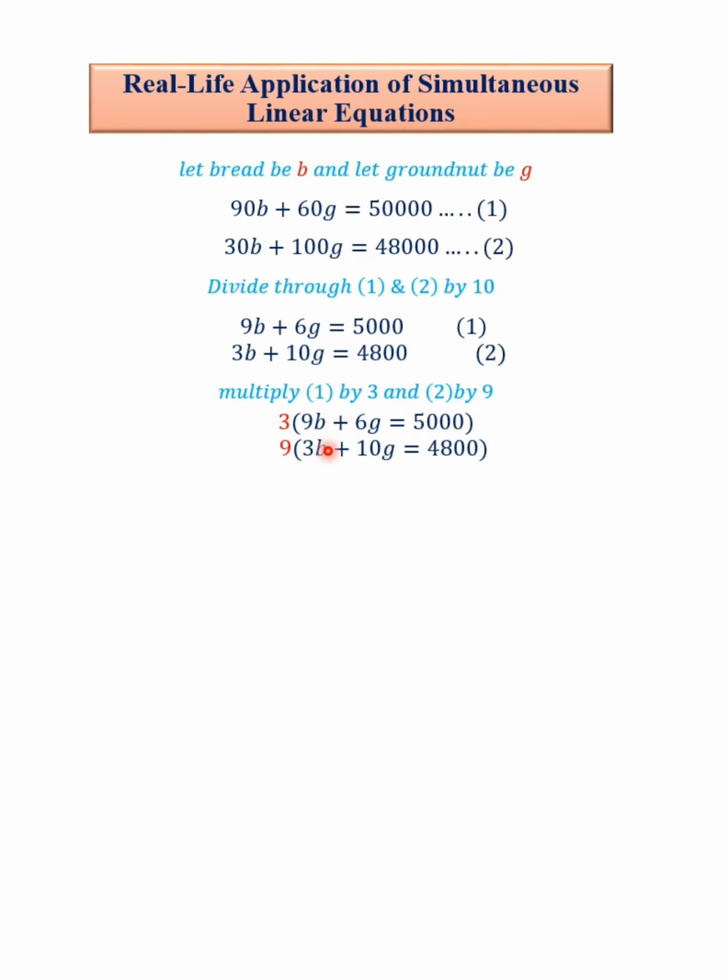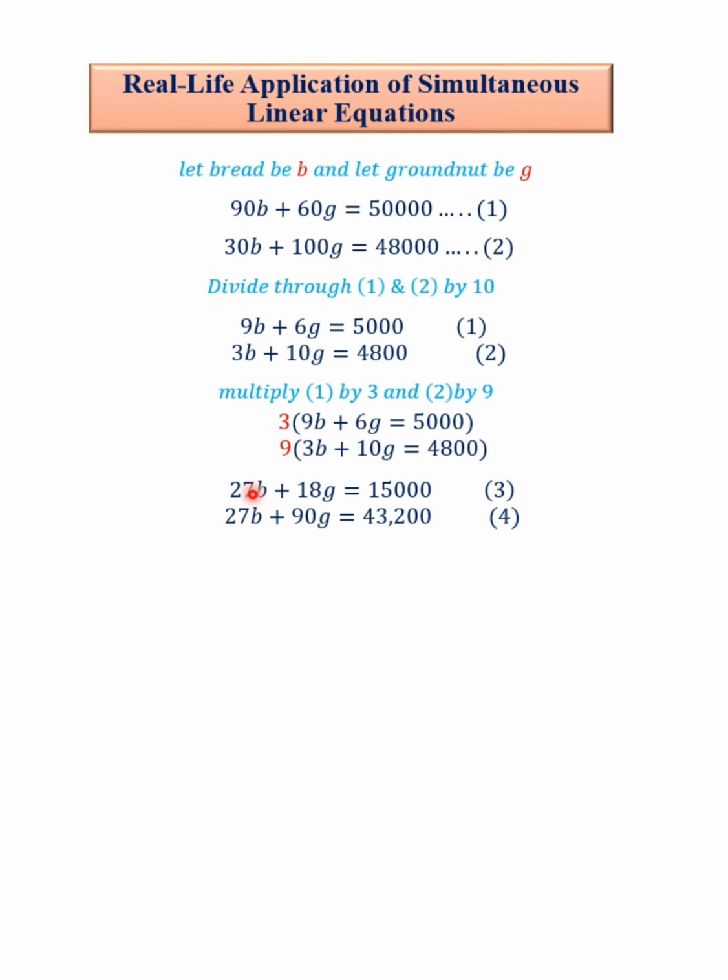By the time we carry out the multiplication, we are going to have 3 times 9b gives us 27b, 3 times 6g gives us 18g, 3 times 5,000 gives us 15,000. 9 times 3b gives us 27b, 9 times 10g gives us 90g, 9 times 4,800 gives us 43,200. Let's call them equation 3 and 4.